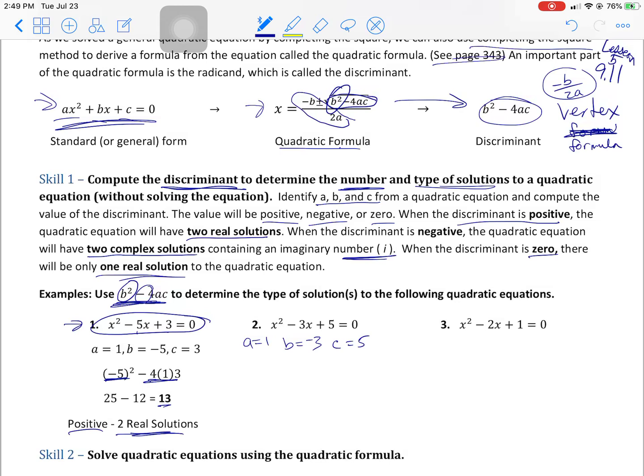So B squared, write it all down, right? Show your work, show the substitution. There's my B squared, -3 times -3.